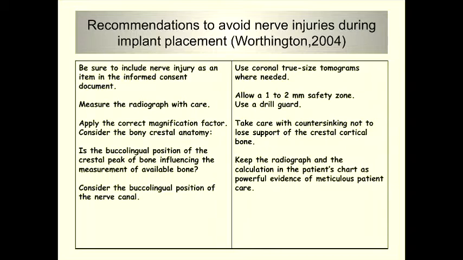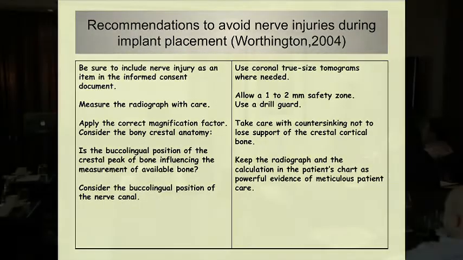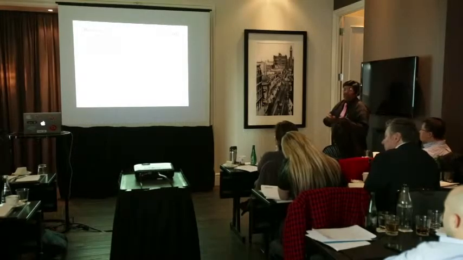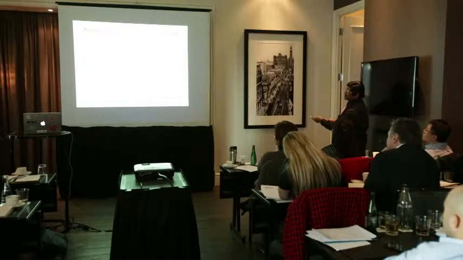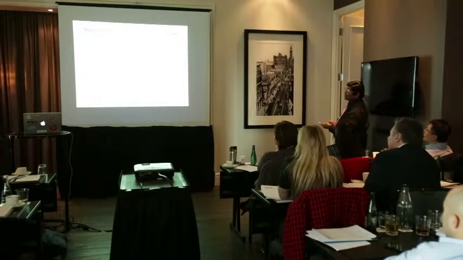And position of the nerve itself. How do I know the position of the nerve? I'll tell you a little bit. You either have a CBCT or you know your anatomy. There's no other way, okay? And then use coronal tooth size tomograph, CBCT. Allow 1 or 2 millimeter safety zone, very important, very important.